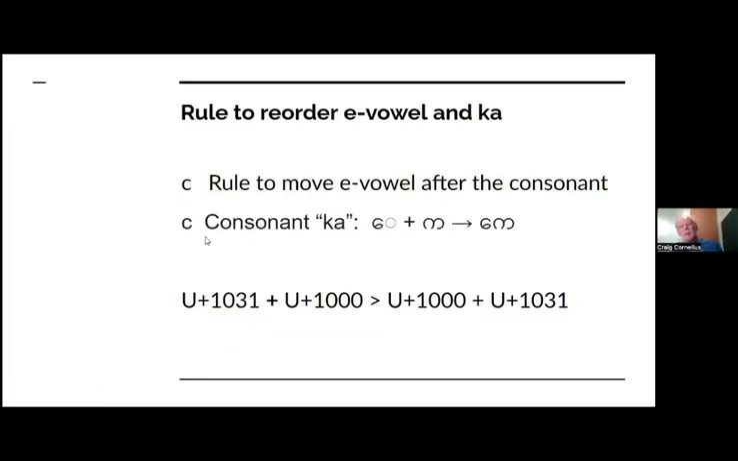So what we want to do is set up a rule which says if you have an E vowel followed by a consonant, reorder them. Instead of having them in the order in which they were typed, recognize that this code, 1031, followed by this Unicode 1000, just swaps the characters. And that rule is pretty straightforward to make happen.